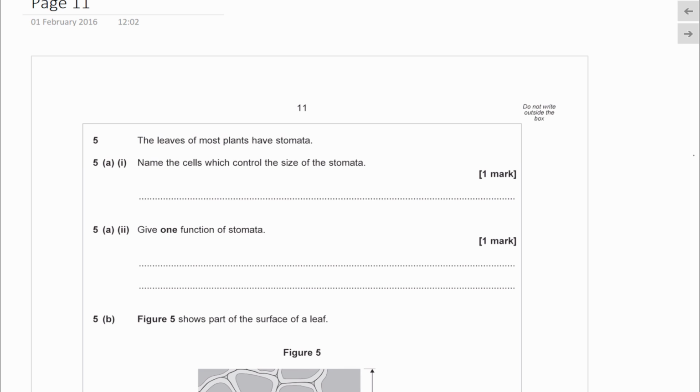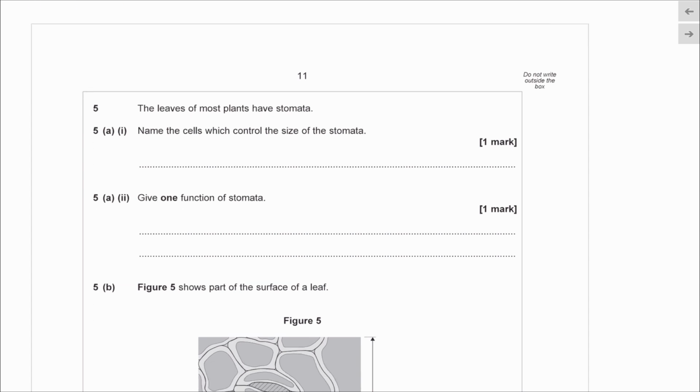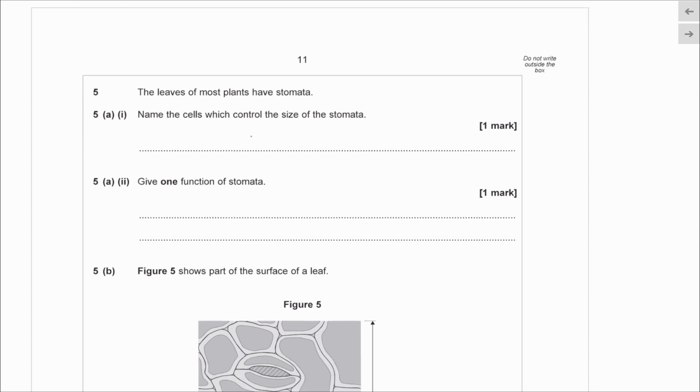All right. So question 5. 5 says the leaves of most plants have stomata. Right, we know that's true. Name the cells which control the size of these stomata. Now that is the guard cells. Guard cells. Next it says give one function of the stomata. Now the stomata really have 2 functions. They want to allow carbon dioxide to enter because plants need carbon dioxide in order to carry out photosynthesis, and when they produce oxygen they want that oxygen to leave.